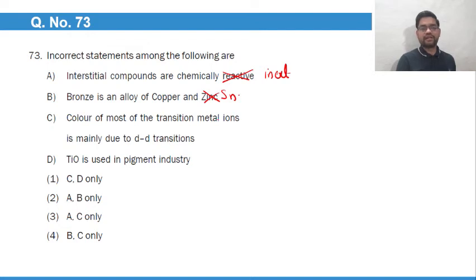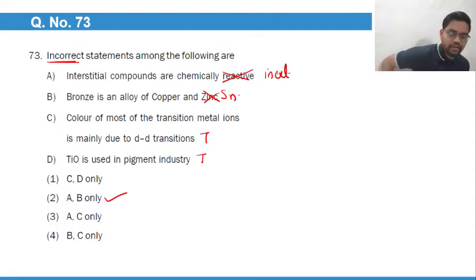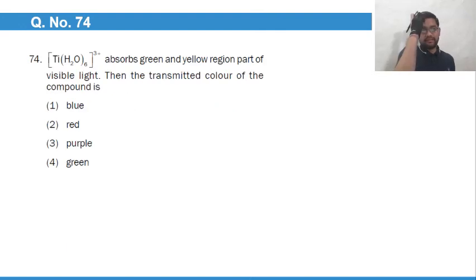Color of most of the transition metal ions is due to d-d transition. True. Titanium oxide is used as a pigment in the paint. True. What we need to know is the incorrect statement. So A and B are incorrect. So we'll go with option number 2. So for question number 73, option number 2 is the right answer. Okay. Then 74. This absorbs green and yellow region part of the visible light, then the transmitted color of the compound is.